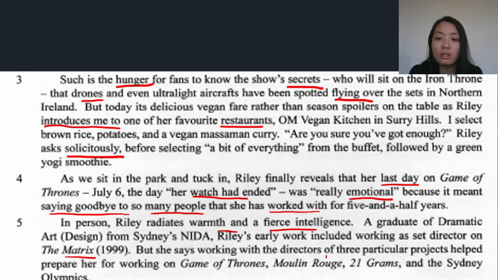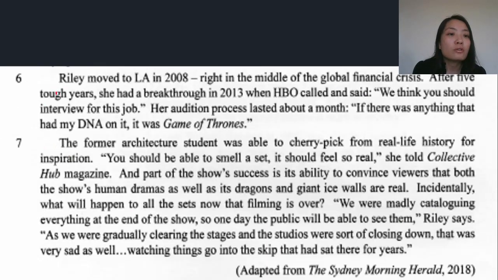But she says working with the directors of 3 particular projects helped prepare her for working on Game of Thrones: Moulin Rouge, 21 Grams, and the Sydney Olympics. So now we know that she was working as a set director in this Matrix movie first, and it helped her for these other movies later on. Now let's continue. It says here, Riley moved to LA in 2008, right in the middle of the global financial crisis. So after 5 tough years, she had a breakthrough.